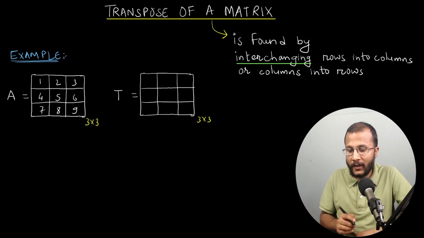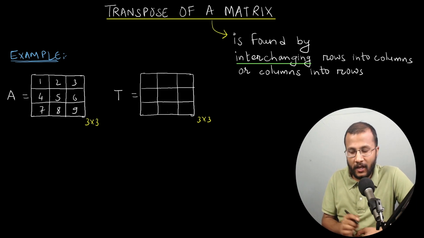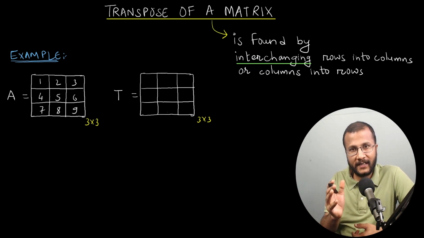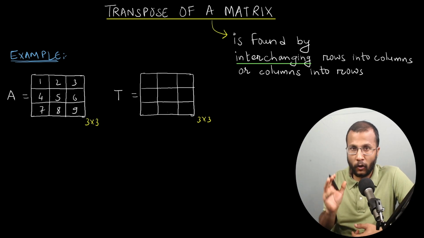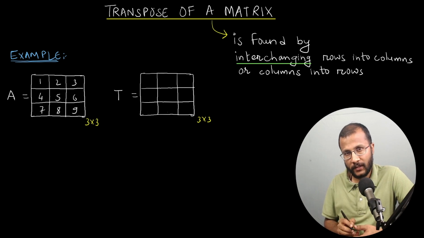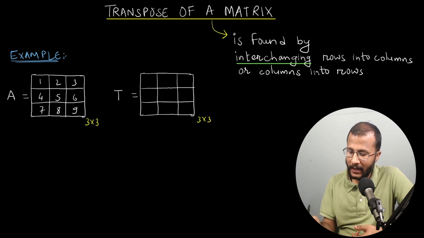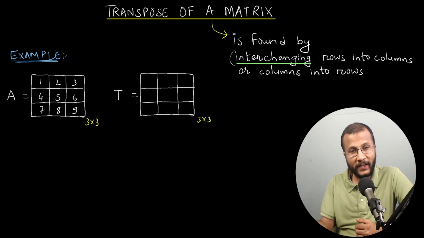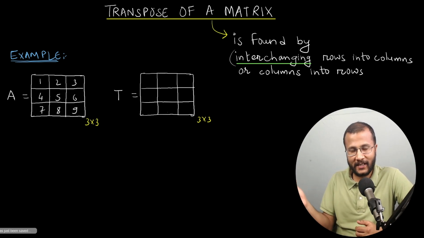So first of all, what do you think is a transpose of a matrix? Given a matrix can be any rectangular matrix. It can also be a square matrix. Given a matrix, how do you find the transpose of a matrix? It's very simple. What you do is you will actually interchange the row into column, or you interchange the column into the row. That's very simple, right?